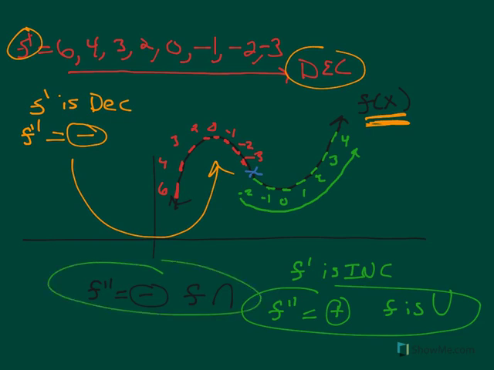And you don't really need to remember all of the workings behind it. You just need to realize that when f double prime is negative, f is concave down. When f double prime is positive, f is concave up. So let's go ahead and take a look at your notes.